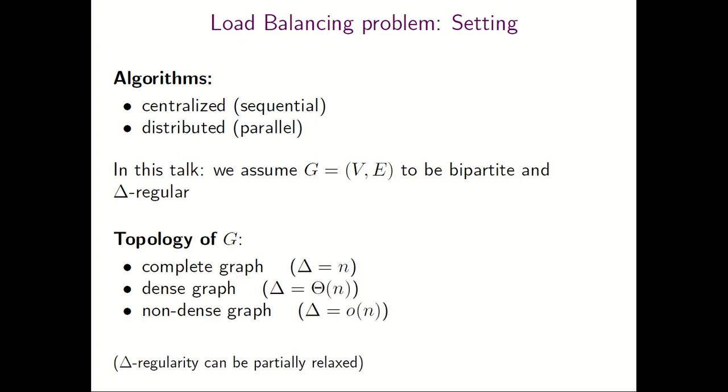If we express the degree delta of the graph as a function of n, we can identify three main cases. When delta is equal to n, we have a complete graph. When delta is a linear function of n, we have a dense graph. And when delta is a sublinear function of n, we have a non-dense graph.